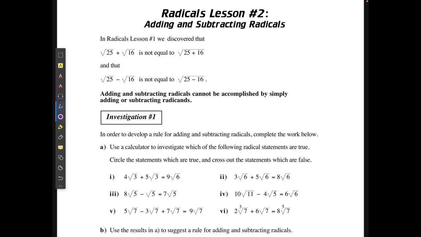Okay, so as we've already learned in the last lesson, I can't just add the radicands of radicals. I can't just subtract them in order to make equivalent radicals. It doesn't work like that. So adding or subtracting radicals cannot be accomplished by simply adding or subtracting the radicands.